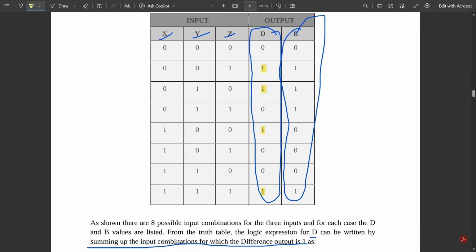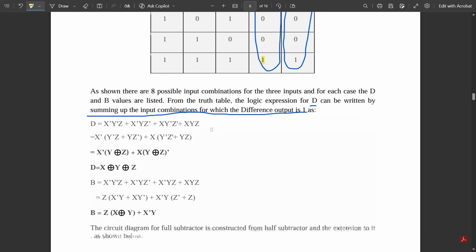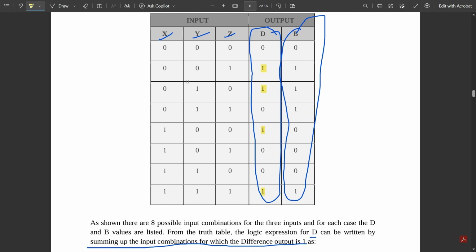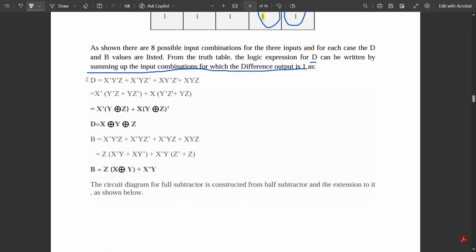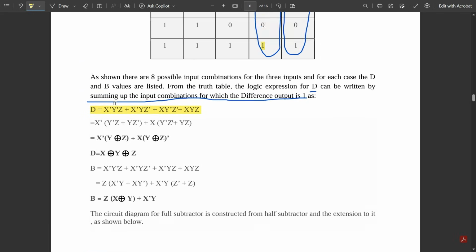So you should be writing x bar. As I've told you, 0 corresponds to x bar, or y bar, or z bar, and 1 corresponds to the bit itself. So this is x bar y bar z. Like that you should be adding all these 4 combinations here. So x bar y bar z plus x bar y z bar plus x y bar z bar plus xyz. That fourth thing you should be writing like this, as I've told you: x bar y bar z plus x bar y z bar plus x y bar z bar plus xyz.